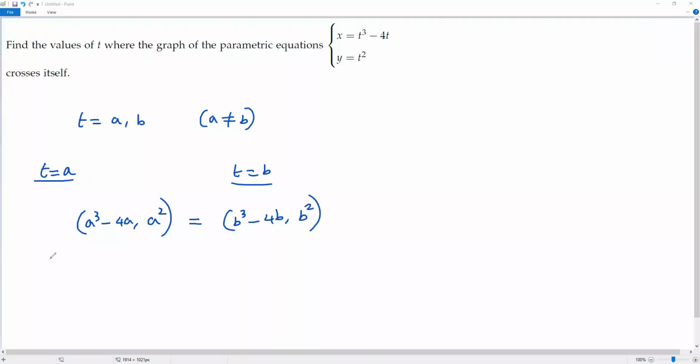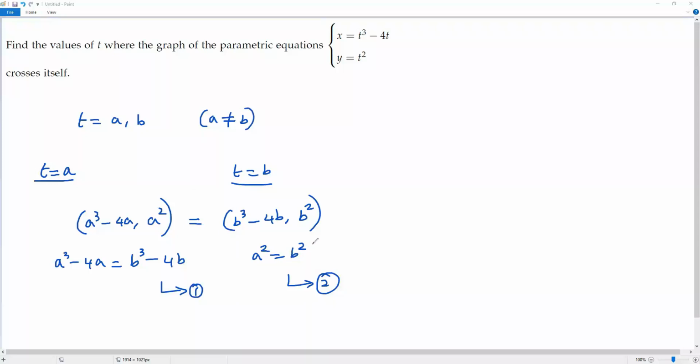If two points are equal, the x coordinates must be equal and the y coordinates must be equal. So we have a cube negative 4a equals b cube negative 4b. I consider this equation number 1, and the y coordinates must be equal. So we have a square is equal to b square. I consider this equation number 2. Okay, I have to solve one of these two equations for a in terms of b or b in terms of a, whichever is possible.